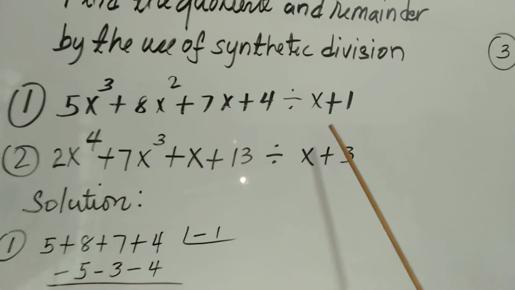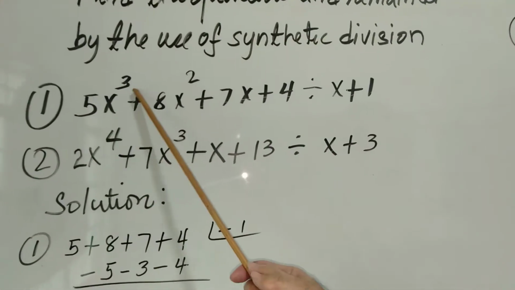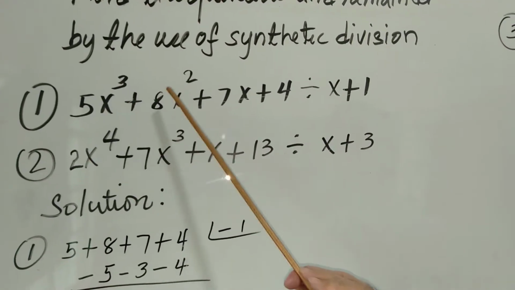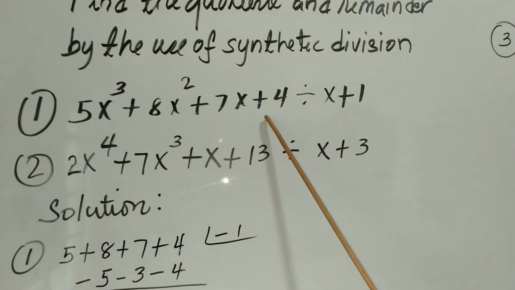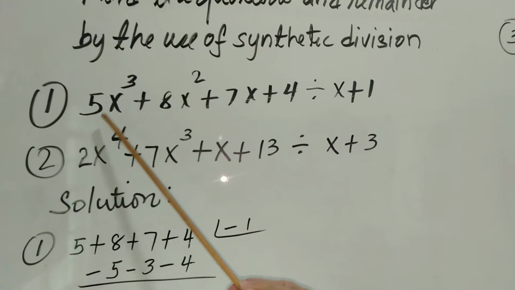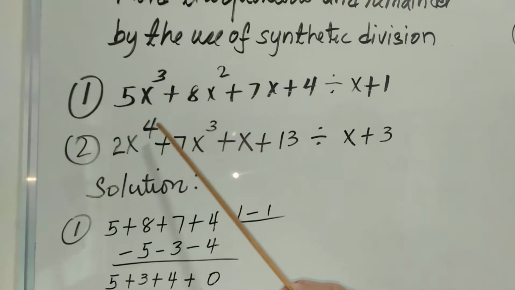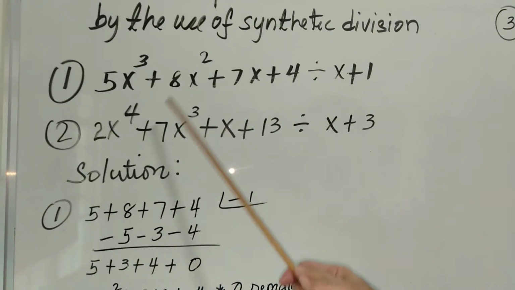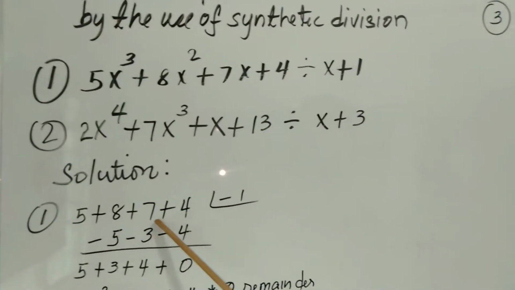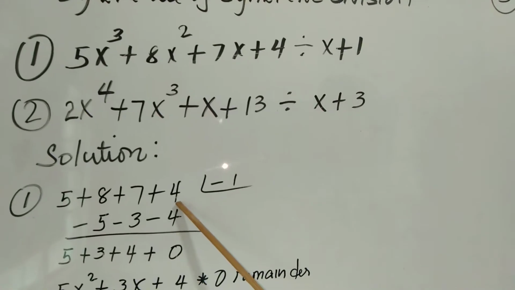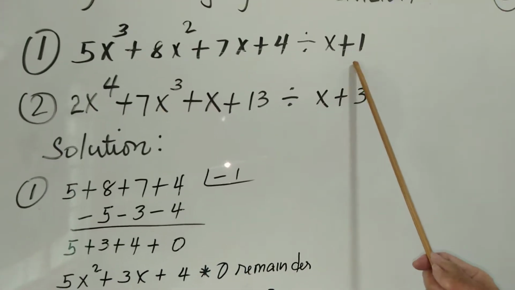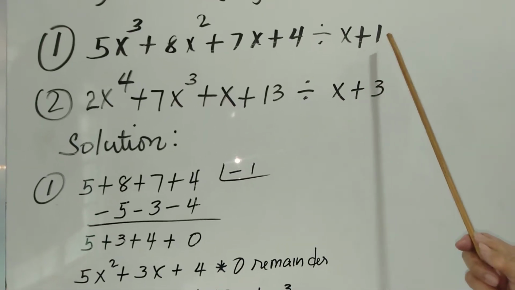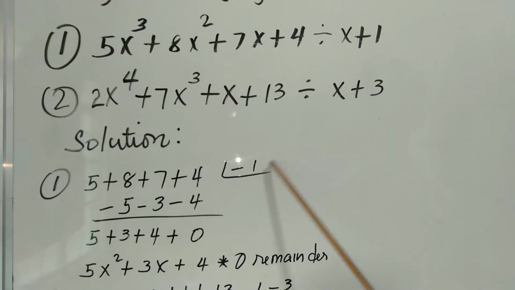First, we want to make sure that the exponents of the polynomial are in decreasing order. Then we just use the coefficients of each term. The leading coefficient is 5, the next one is 8, the next one is 7, and the last one is 4. Then we change the sign of the divisor. If this is positive 1, make it negative 1.